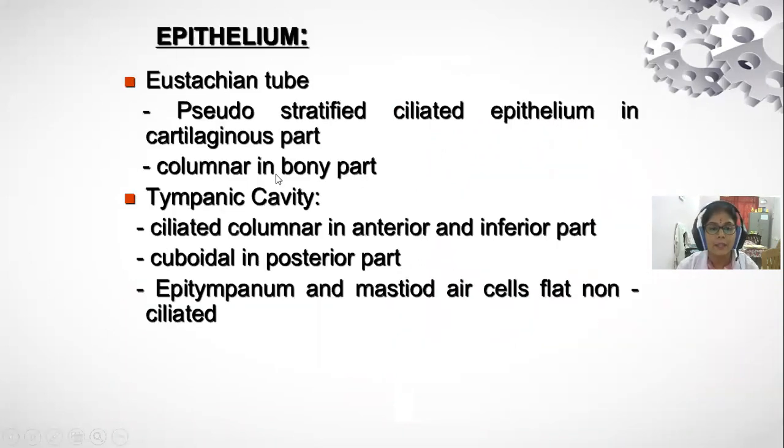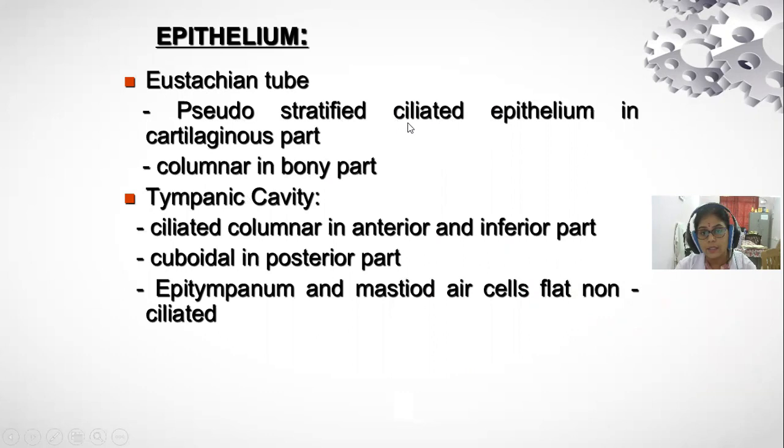So what is the lining epithelium of the eustachian tube and the tympanic cavity? The lining epithelium of the eustachian tube is pseudostratified ciliated columnar epithelium in the cartilaginous part and columnar epithelium in the bony part. So what is the significance of this?